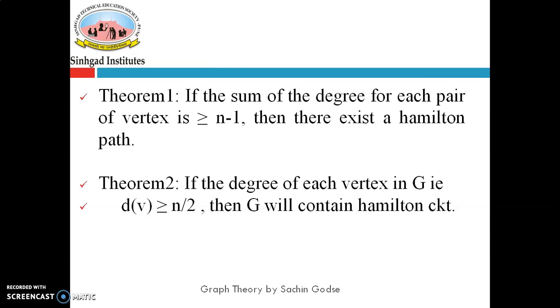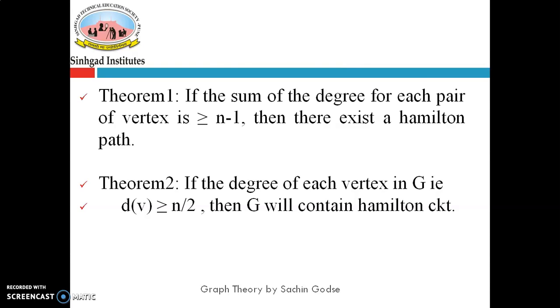Now there are some theorems derived for checking whether the given graph contains a Hamilton path or not, and a Hamilton circuit or not. So let's see that theorem. Theorem 1: if the sum of degrees for each pair of vertices is greater than or equal to n minus 1, then there exists a Hamilton path. So this theorem is to check whether the given graph contains a Hamilton path or not.